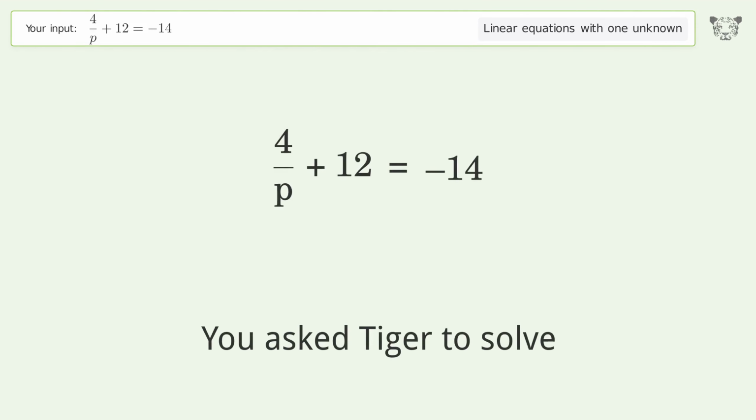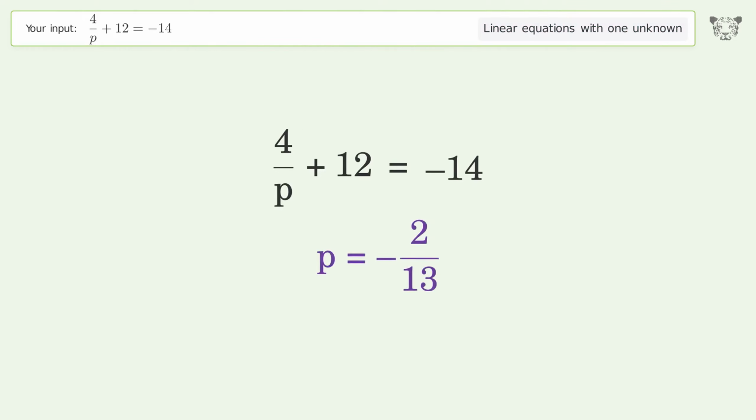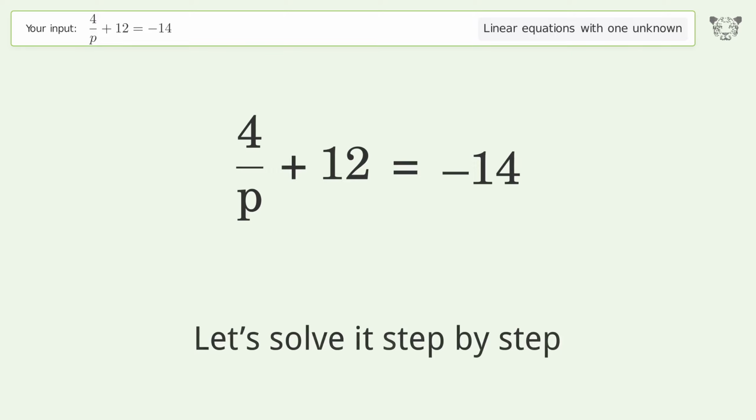You ask Tiger to solve. This deals with linear equations with one unknown. The final result is p equals -2/13. Let's solve it step by step.